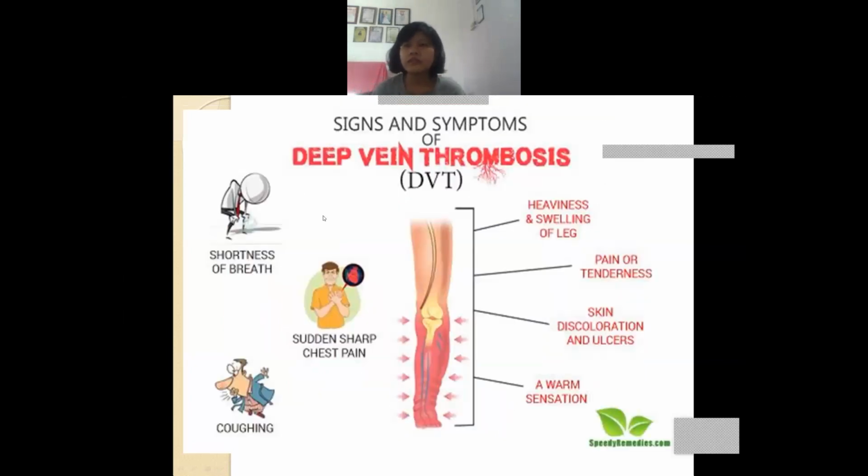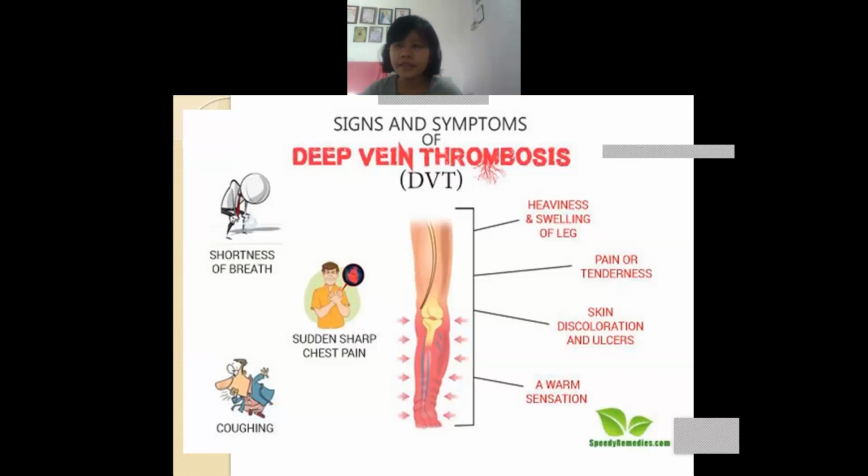So what are the signs and symptoms that you will find in deep vein thrombosis? If a person has deep vein thrombosis, what signs and symptoms will you be able to see? First is heaviness and swelling of the leg. Why will the person feel heaviness and swelling? Because there is a blood clot inside the leg, inside the thigh. So the person will feel the leg very heavy, and it will also swell up.